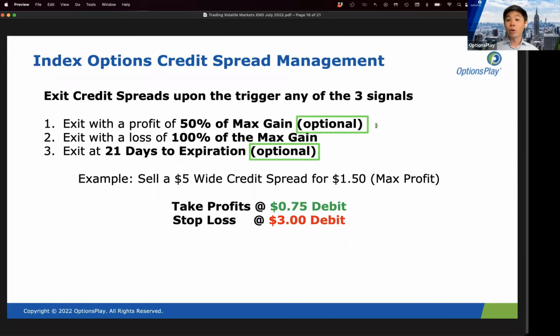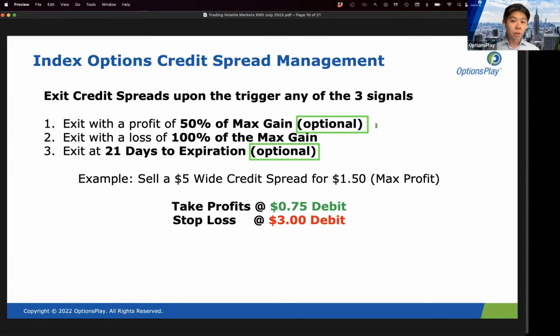The take profit rule is optional simply because if the trade is profitable, you can just simply let it expire and hopefully let it expire worthless. You don't have to manage them. With the profitable credit spread on an ETF option, even though it's profitable, you still want to manage them because a profitable trade can turn back against you, and you just don't want to take on that risk.